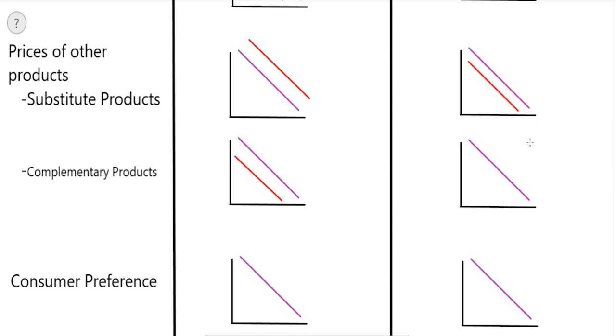And then we take a look at a decrease in the price of a complementary product. What's going to happen? You're going to have an increase in the quantity demanded, because now the complementary good is cheaper, so we can demand more of whatever good we're looking at.